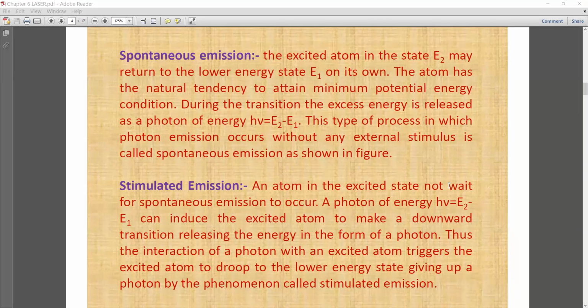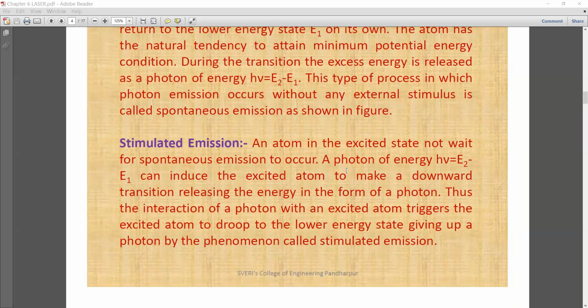The next, stimulated emission. I invite the student who is with me, so you can read that stimulated emission loudly. An atom in the excited state does not wait for spontaneous emission to occur. A photon of energy equal to E2 minus E1 is incident on the excited atom to make it undergo the downward transition, reducing the energy in the form of a photon. Thus, the interaction of the photon with an excited atom triggers the excited atom to the lower energy state, giving out a photon by the phenomenon called stimulated emission. Yes. So, you have the definitions.